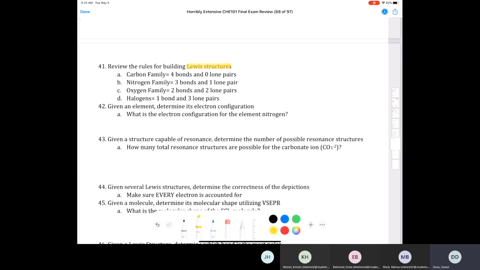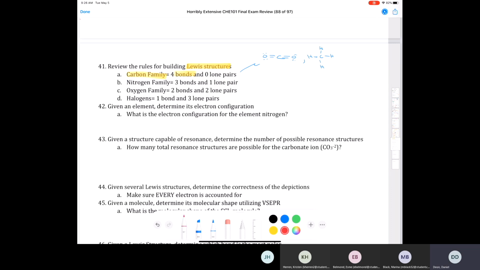But something you should know is that carbon always has 4 bonds. It always has 4 bonds and no lone pairs. An example of that would be something like CO2. If I write out the Lewis structure for CO2, you can see the carbon has 2 double bonds, but it has a total of 4 bonds. Another example would be something like methane, CH4. CH4 has 4 bonds, and we could keep going with that, but we won't.